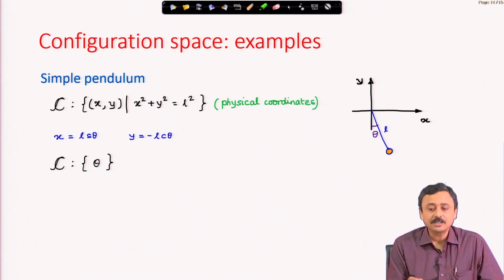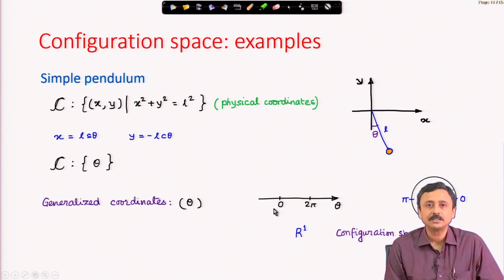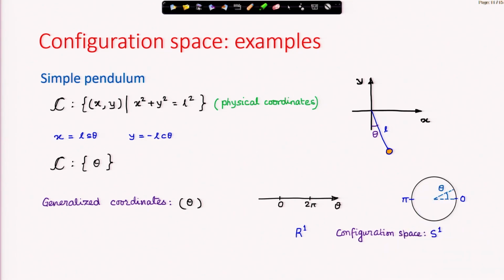And the configuration space in this example is interesting, because theta is a periodic thing. Theta and theta plus 2 pi are the same. There is a periodicity. When theta goes from 0 to 2 pi, it comes back to 0. Therefore, it is a circle. The configuration space of a pendulum is a circle, which is written as S1. It is a 1 dimensional sphere, it is S1.